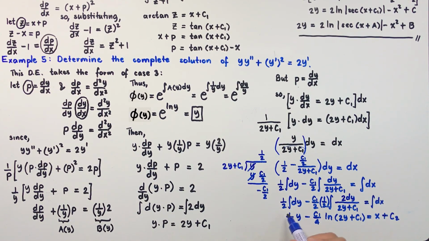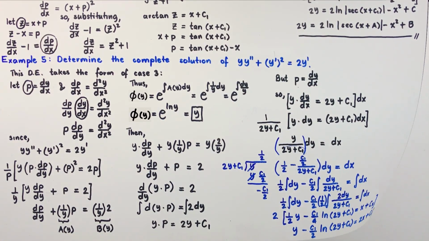So to make this 1/2 a whole number, I need to multiply both sides of the equation by 2. So we have y minus c sub 1 over 2, because 2 over 4 is 1/2, times the natural log of 2y plus c sub 1, which is equal to 2x plus c sub 2, because 2, which is a constant, times another constant, the result is still a constant. And we say that this is our final solution to this differential equation.